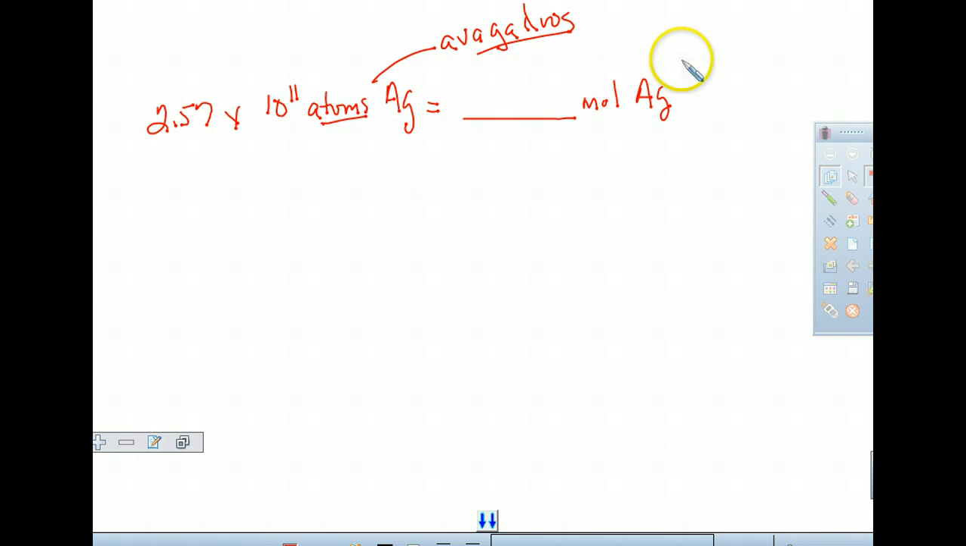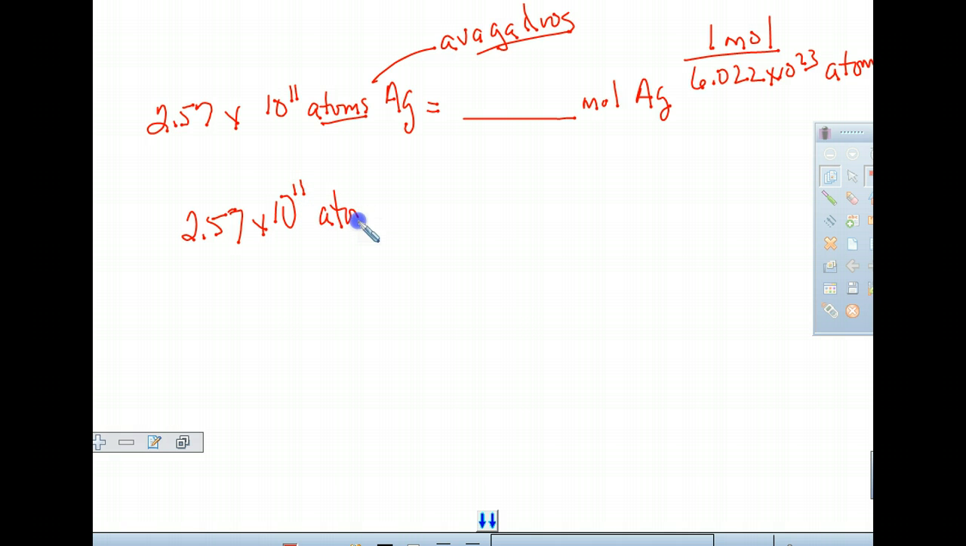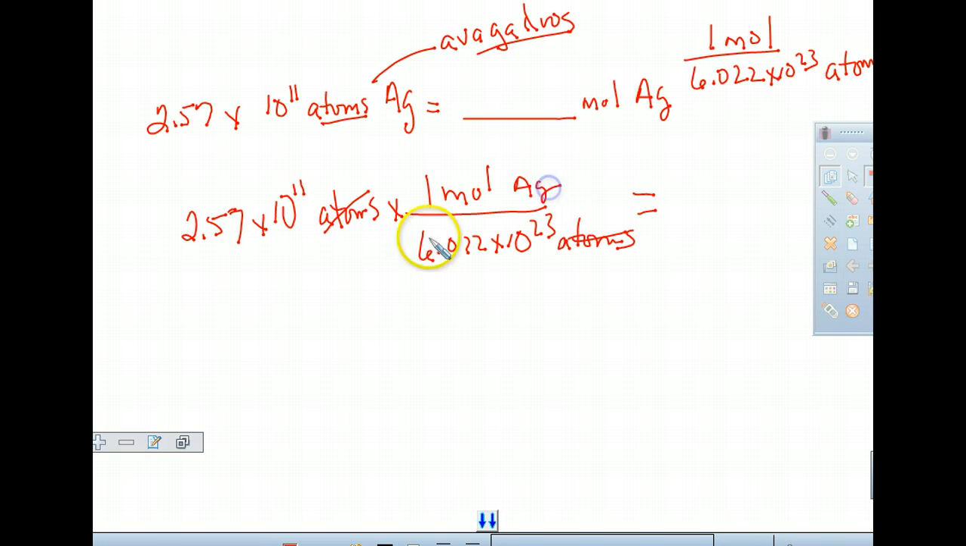So I know that I can go from Avogadro's number to moles. 1 mole is 6.022 times 10 to the 23rd atoms of anything. So all I need to do is write down what they give me. 2.57 times 10 to the 11th atoms times 1 mole over 6.022 times 10 to the 23rd atoms. Here I see that my atoms have canceled out. Now I'm at moles of silver.